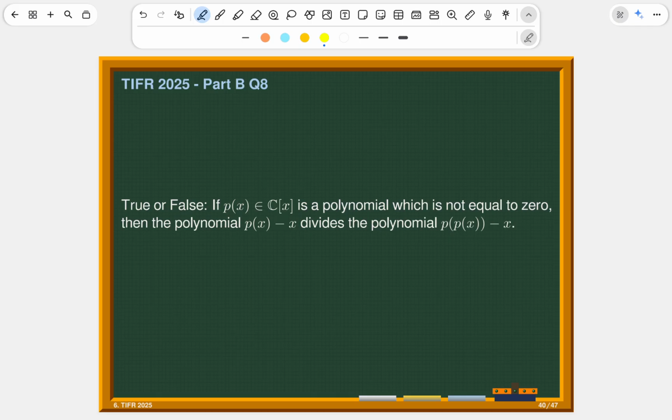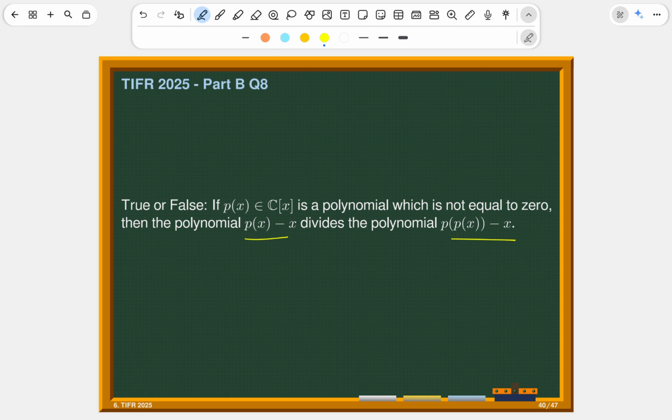Now, let me admit this. I got this question wrong in the exam. The reason I got it wrong was that I chose a polynomial, and then I made a calculation mistake while calculating these two things, and ultimately I came up with the answer that it might not always divide, but actually it will always divide.